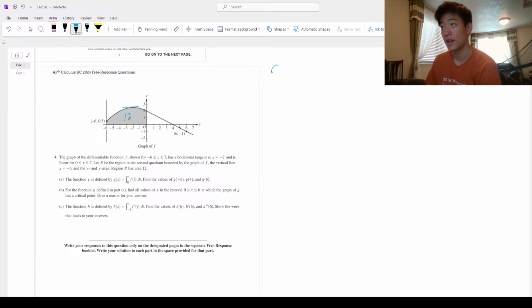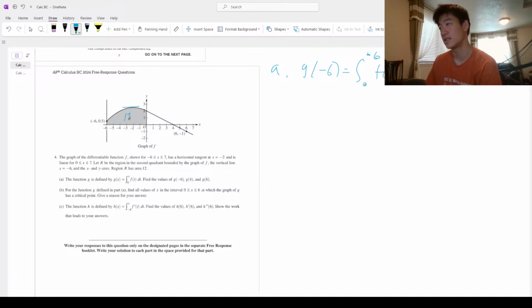Okay, so part A. The function g is defined by g of x equals the integral from 0 to x of f of t dt. So it's the area from 0 to whatever x. Okay, so we want to find the value of g of -6. So first, g of -6, we can write that as the integral from 0 to -6 of f of t dt.